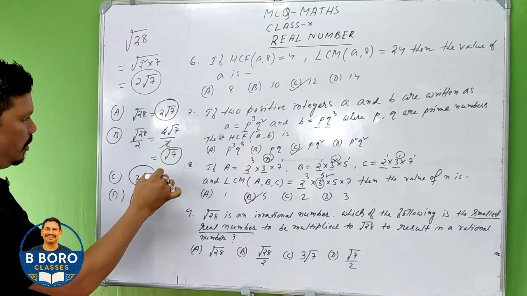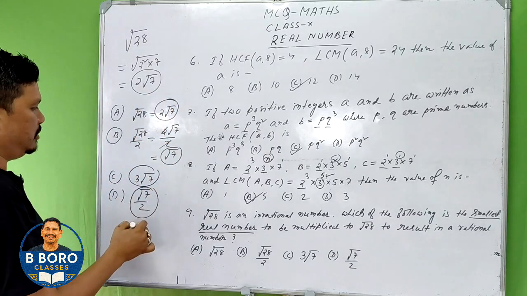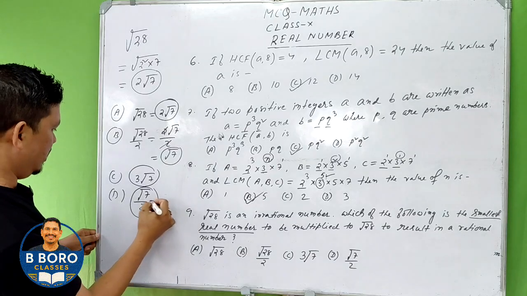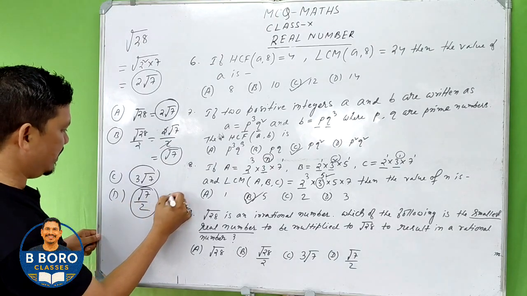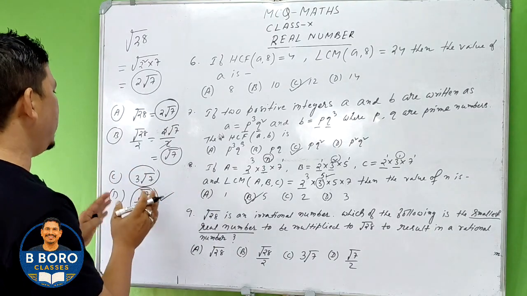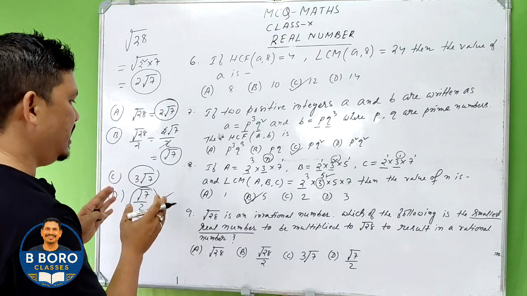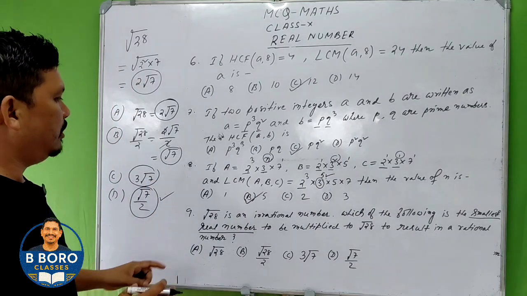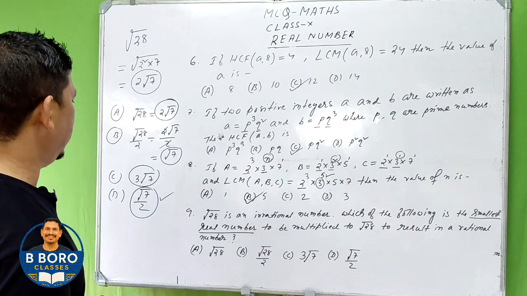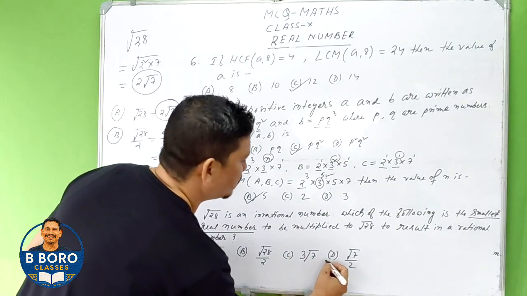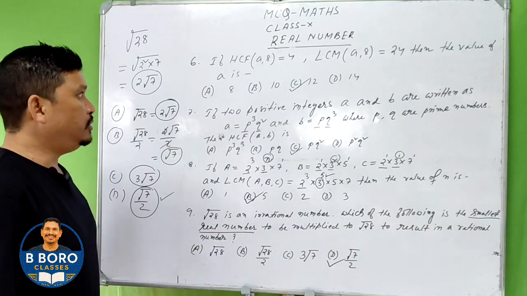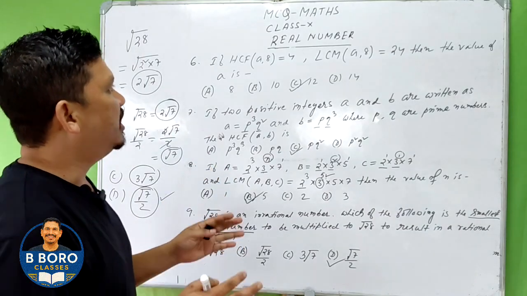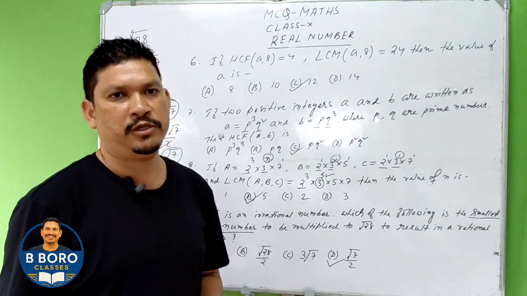So if we compare these 4 options, I think the smallest is option D, root over 7 by 2. This is the smallest real number to be multiplied with 2 root over 7 to make it a rational number. So the correct option is option number B. So in this way, we can solve different types of MCQ questions related to real numbers.